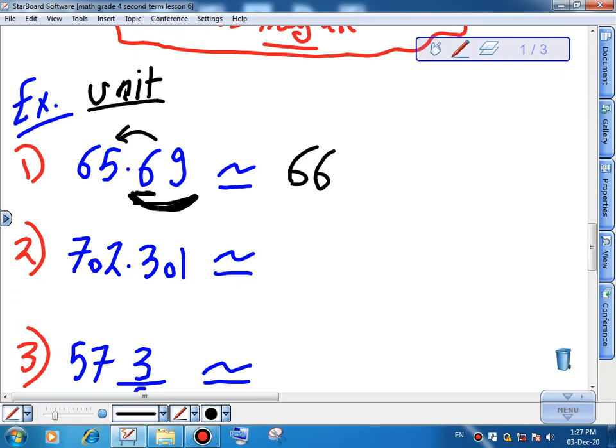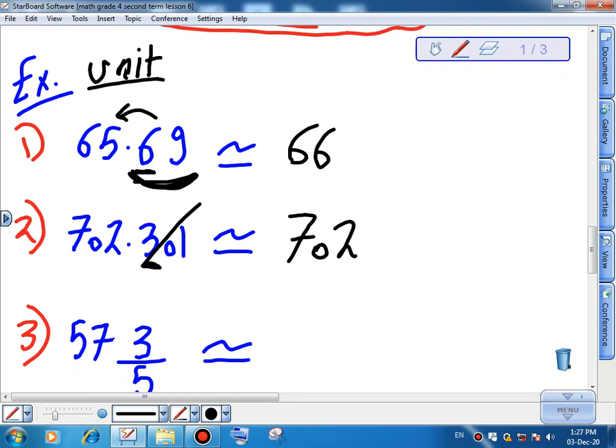Okay, another one, 702 and 301 thousandths. Approximate to the nearest unit, look to the tenth place, which is 3. 3 is a weak number, so we don't do anything. Cancel the decimal part and keep the other digits as they are. The whole part will be the same, 702.